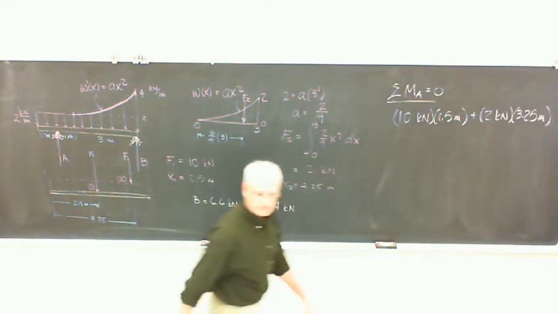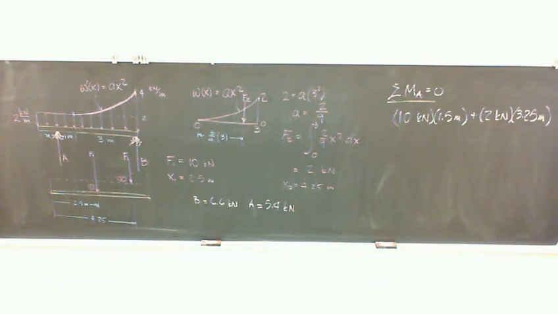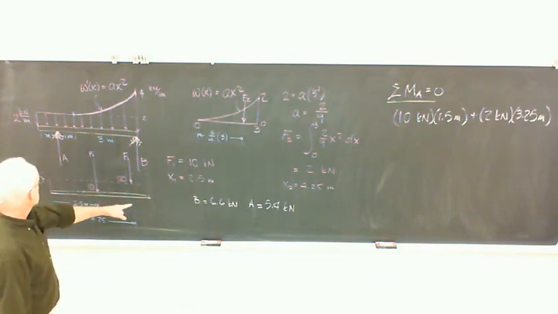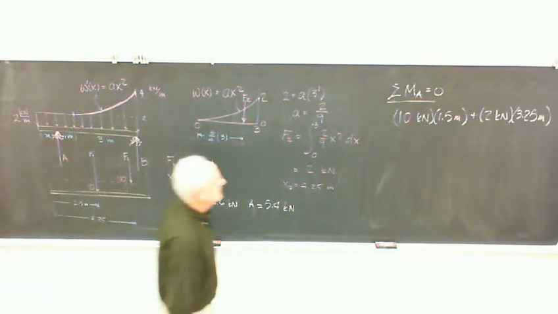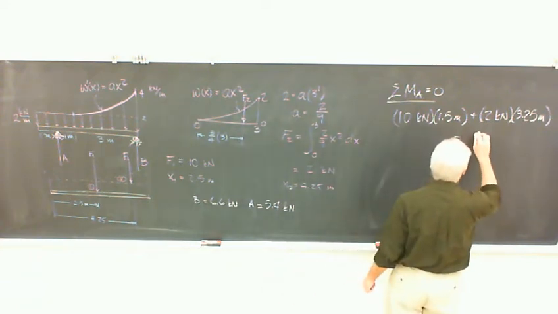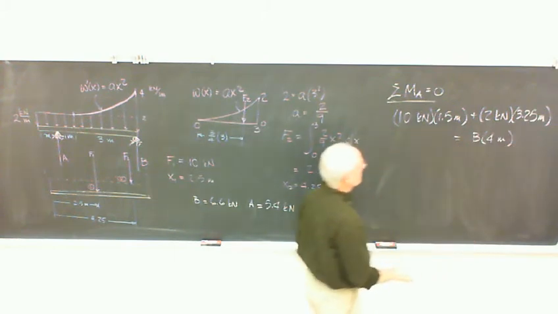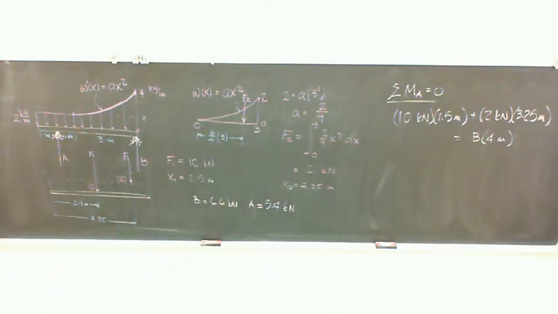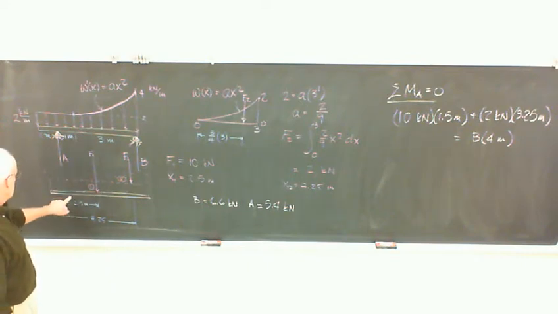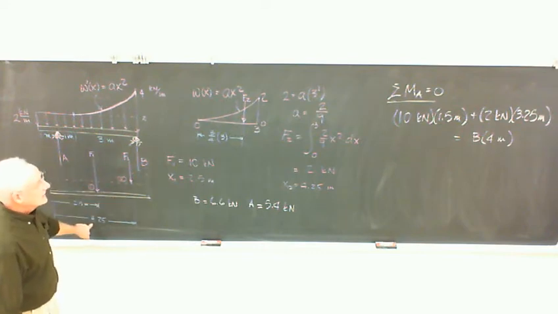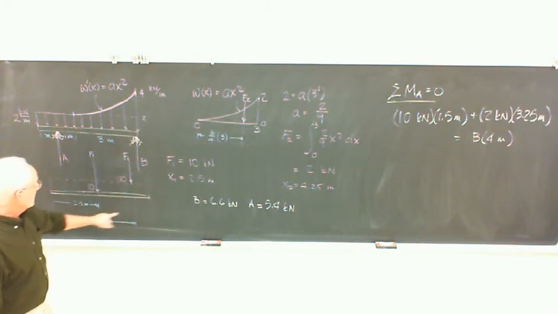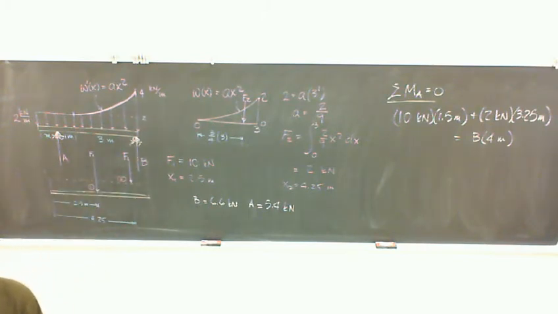Is that right? Yeah, no, I don't understand. And then B is at 4 meters. So those two are equal to B at 4 meters. 10 kilonewtons at 1.5, yep. 2 kilonewtons at 3.25, and B at the end, which is 4 meters from A.